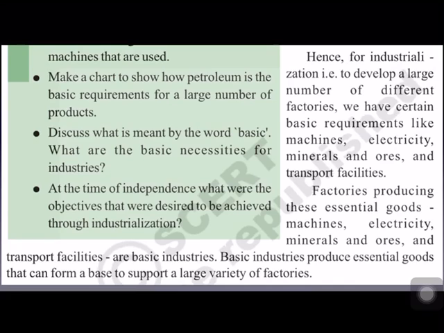We can define basic industries as industries that produce all the essential goods that form a base to support a large number of factories. These basic goods, once they are produced, support a large number of factories, because they are the basic requirements for all the industries. So they support a large number of factories that produce a variety of goods.